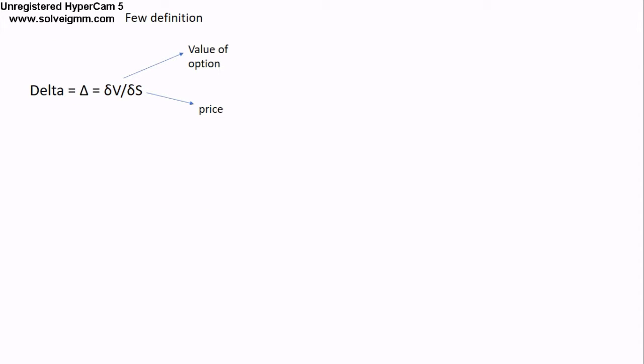So the first definition is delta. Delta, all people know that here, I hope so. It's just the derivative of the value of the option with respect to the price. This is the sensitivity of the option to the price of the underlying. So we have to know that delta is really important in the portfolio, in this strategy.